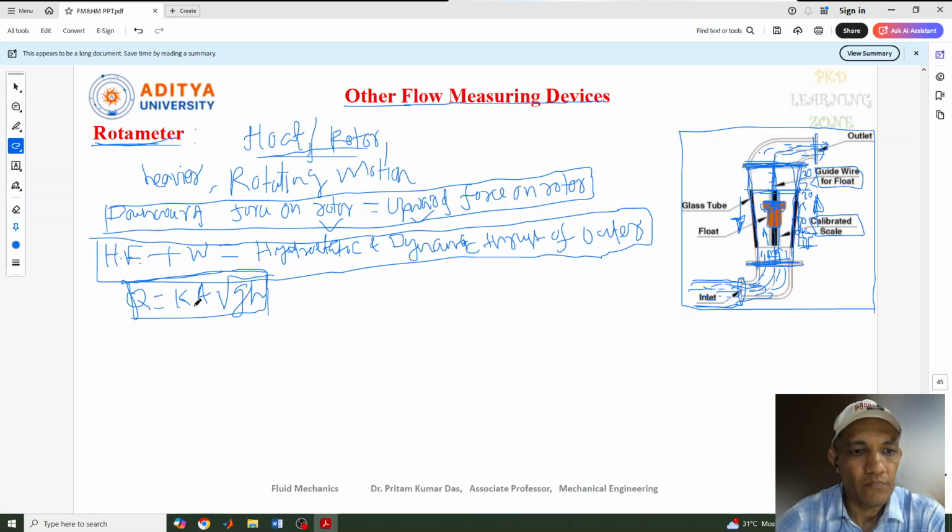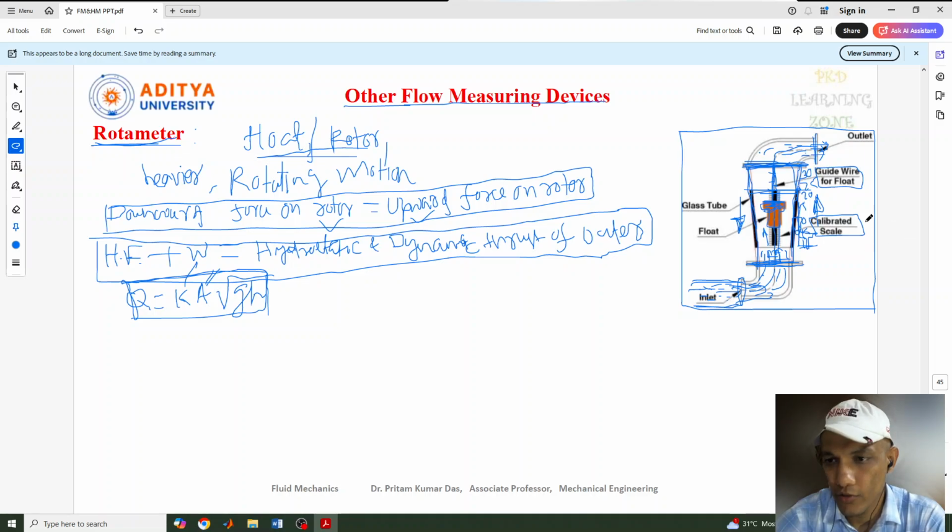And here this K value is a constant, and this is the area of this float and this tapered tube. This area we need to consider. And G is the gravity, as we know, and H is the pressure drop.